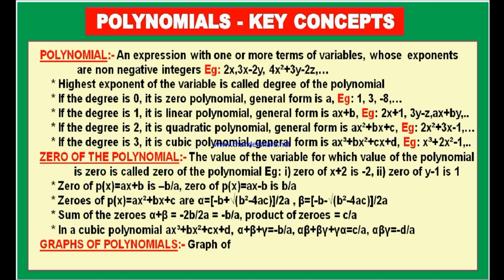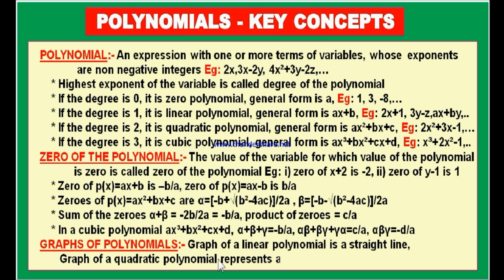Now the graph of a polynomial. The graph of a linear polynomial is a straight line. If we draw a graph of any linear polynomial which is in the form of ax plus b, you will get a straight line. But if you draw the graph of a quadratic polynomial which is in the form of ax square plus bx plus c, then you will get a parabola. Therefore, the graph of a quadratic polynomial represents a parabola.